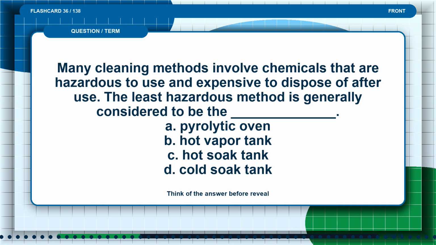Flashcard 36. Many cleaning methods involve chemicals that are hazardous to use and expensive to dispose of after use. The least hazardous method is generally considered to be the blank. A, pyrolytic oven. B, hot vapor tank. C, hot soak tank. D, cold soak tank. Pause and think of the answer before the reveal.